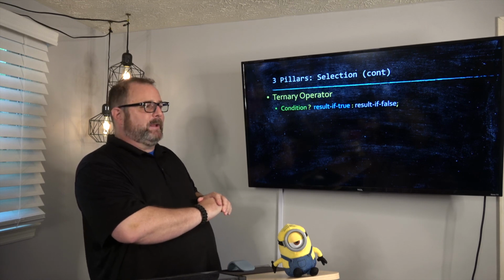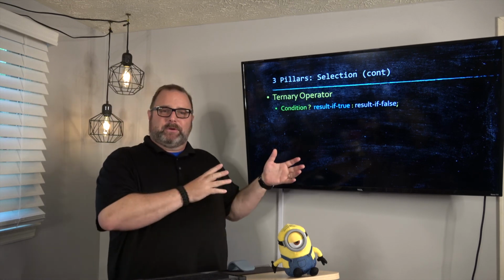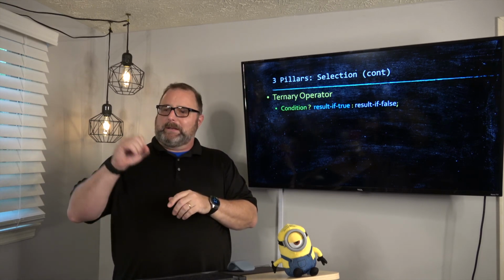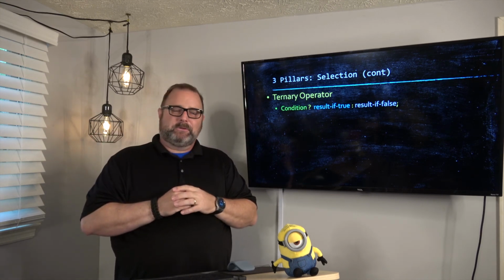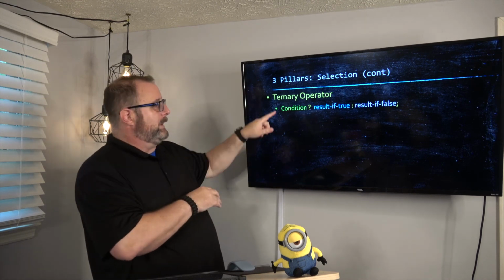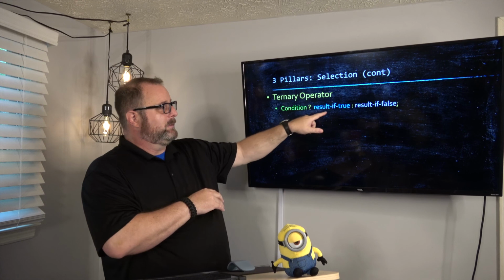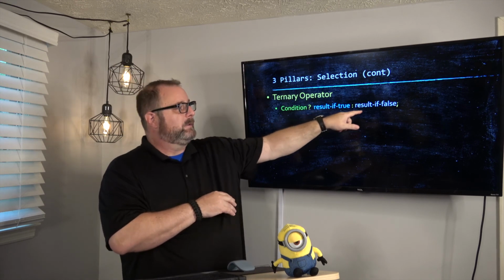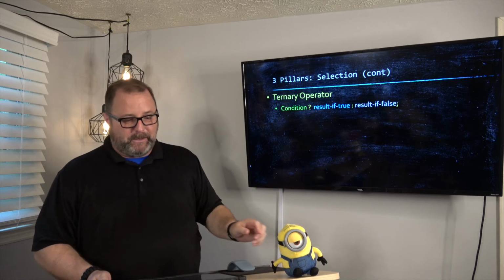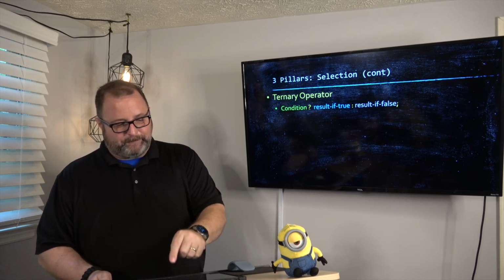Because a lot of times what you're going to do is you're going to say, if this is true, this particular variable gets this value, or it gets this value if it's false. So rather than have to type a whole if-else statement, you can say condition, question mark, the value if it's true, colon, and then the value if it's false. That's called the ternary operator.